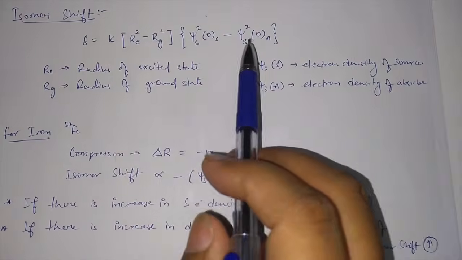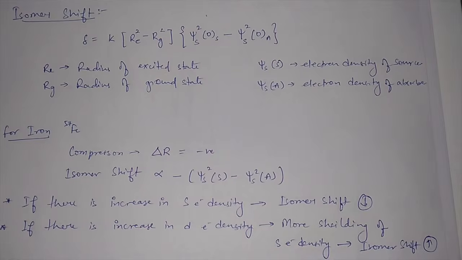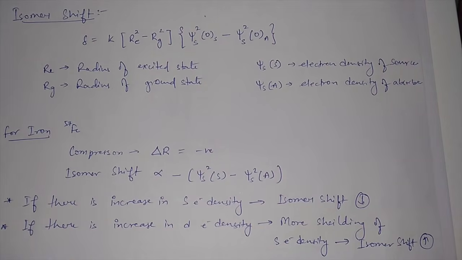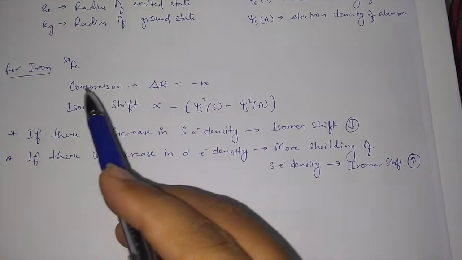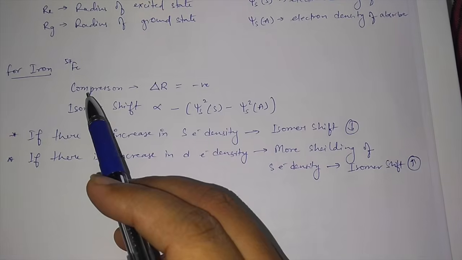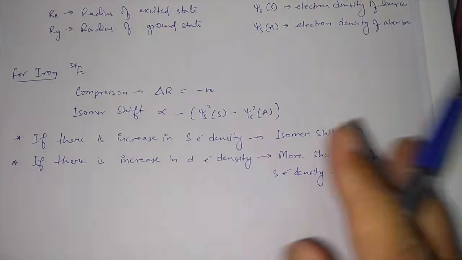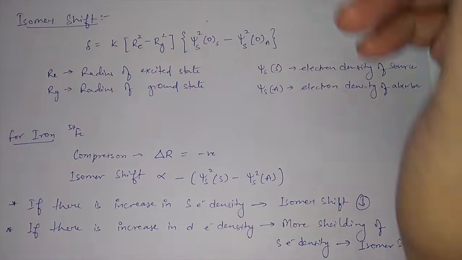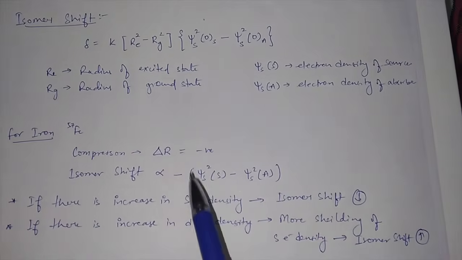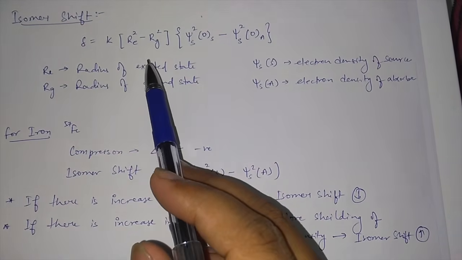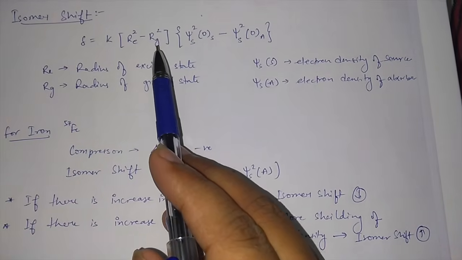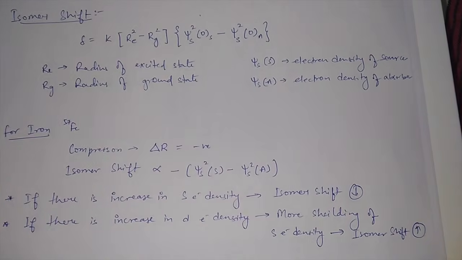Okay, so this formula gives you the isomer shift. You don't have to remember this formula, you have to see what the application part of it is. For iron, you should know that the radius of the ground state is more than the excited state. So delta R, which is Re square minus Rg square, will be negative because the ground state radius is more than the excited state.